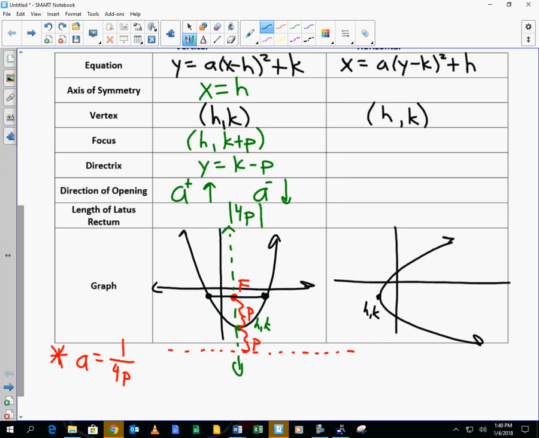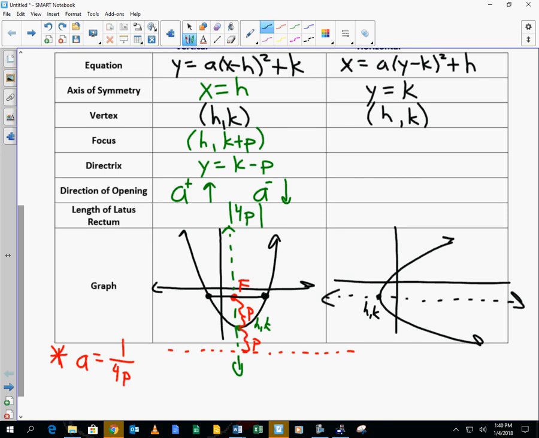So now I want to do the axis of symmetry. Is the axis of symmetry going to run horizontal or vertical? Horizontal. How come? Yeah, because it splits it in half. If it's going to split it in half, it's going to have to run sideways. So is that an x equals or a y equals? So y equals, because it's a horizontal line. And what's the y value that it runs through? It goes through k.